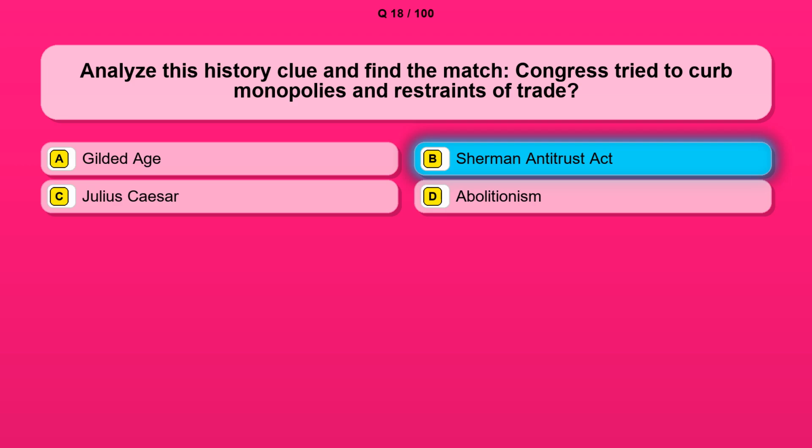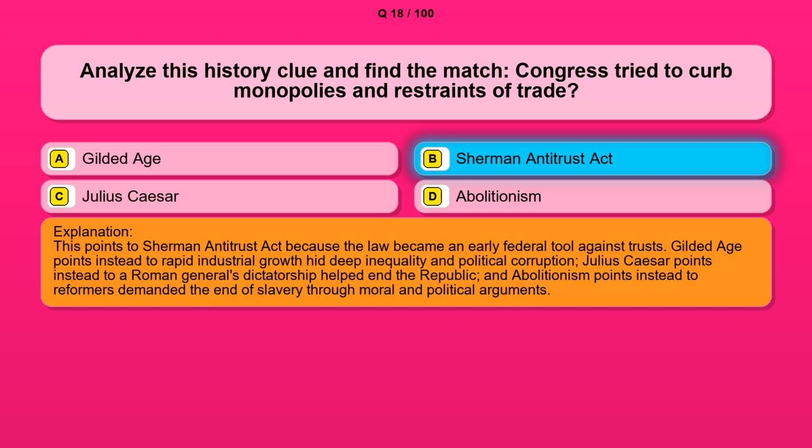The correct answer is option B, Sherman Antitrust Act. This points to Sherman Antitrust Act because the law became an early federal tool against trusts. Gilded Age points instead to rapid industrial growth that led to deep inequality and political corruption. Julius Caesar points instead to a Roman general's dictatorship that helped end the Republic, and abolitionism points instead to reformers demanding the end of slavery through moral and political arguments.